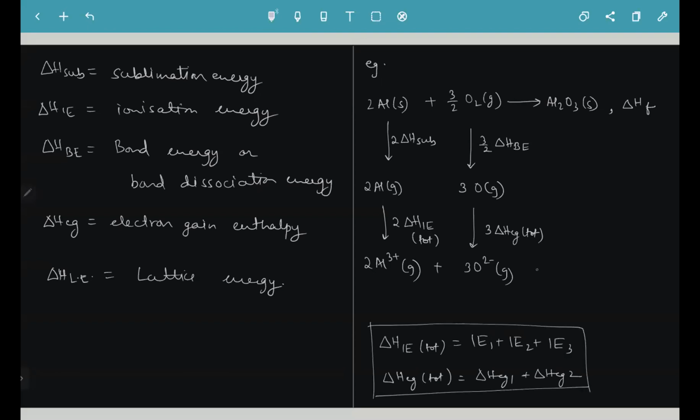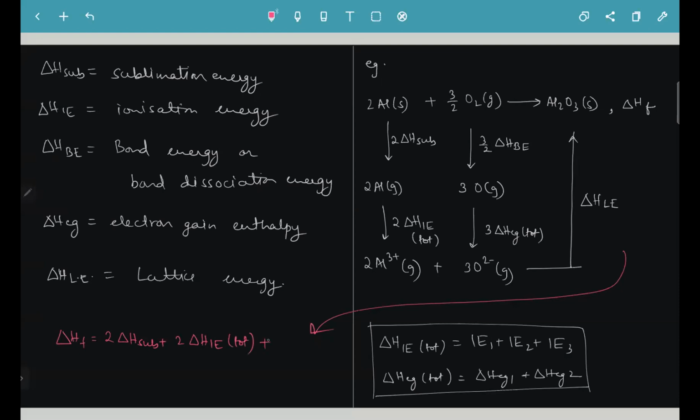Once the gaseous ions are formed, they will combine to form the lattice. The energy change in this process will be delta H lattice energy. We can write for aluminum chloride, for aluminum oxide, delta H theta formation is equal to 2 into delta H sublimation plus 2 into delta H IE total, plus 3/2 into delta H bond energy plus 3 into delta H Eg total, plus delta H lattice energy. This way, we can draw the Born-Haber cycle for any ionic compound.